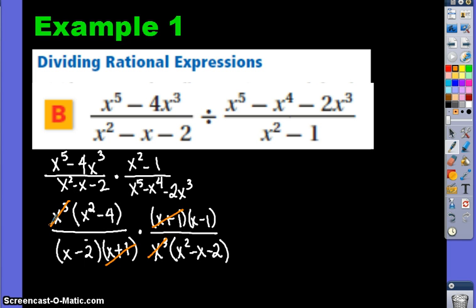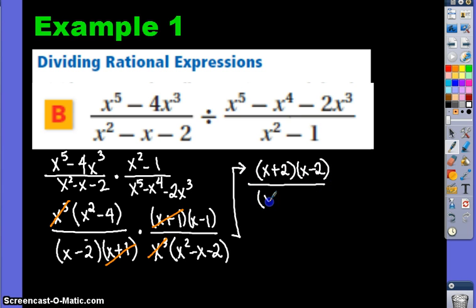All right, so now let's take it up here, and we'll do a little bit more simplifying. The x squared minus 4, that's a difference of two squares, so that's x plus 2 times x minus 2.